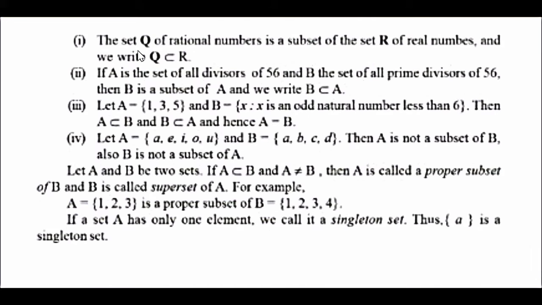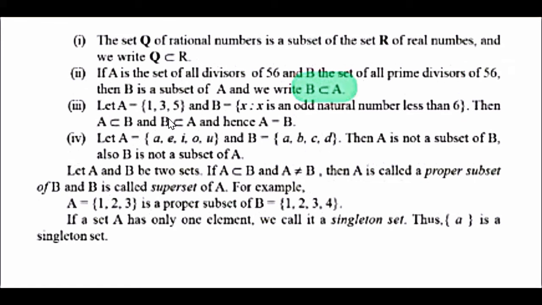Let's take an example, or let me tell you first that Q, the rational numbers, is a subset of the real numbers R. And if A is the set of all divisors of 56 and B is the set of all prime divisors of 56, again B is a subset of A.